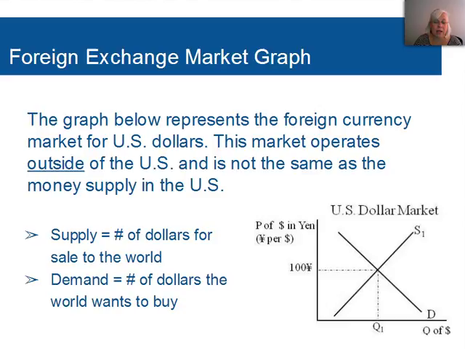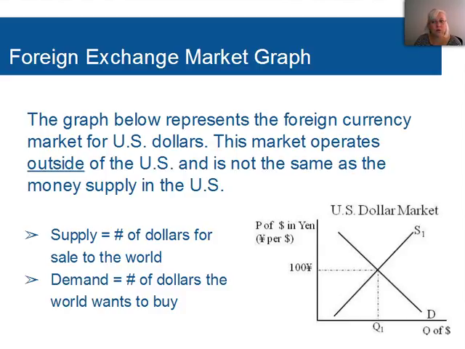The graph on this page represents the US dollar market. Notice that the y-axis, the vertical axis, shows the price of the US dollar in yen. Another way to think of this is the number of yen received when a dollar is exchanged. The exchange rate is determined by equilibrium, where the supply curve and the demand curve intersect. The supply curve represents the number of dollars available to the world to buy. The demand curve represents the number of dollars the world wishes to buy.